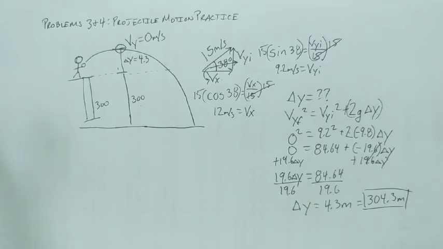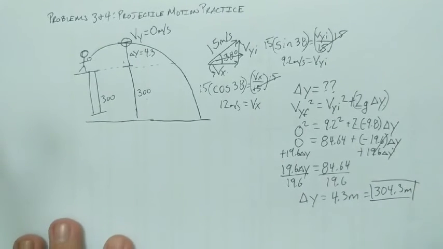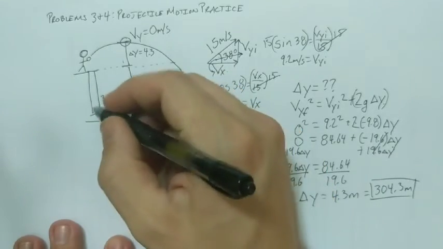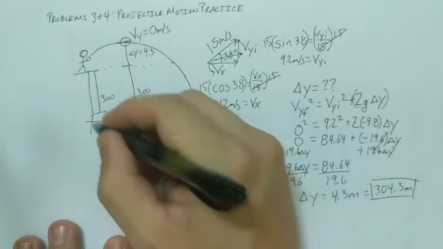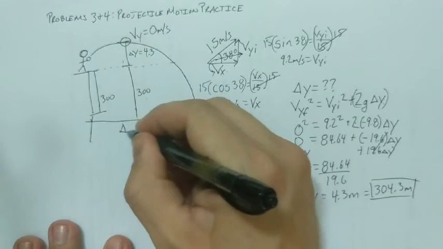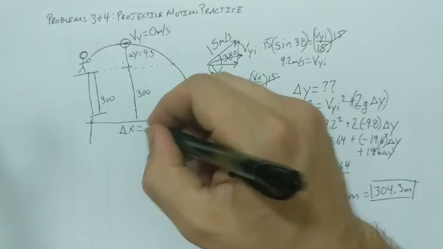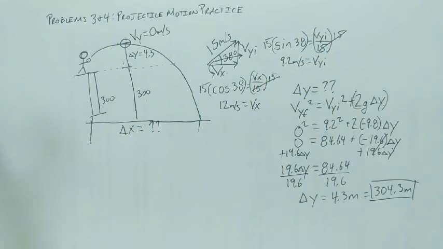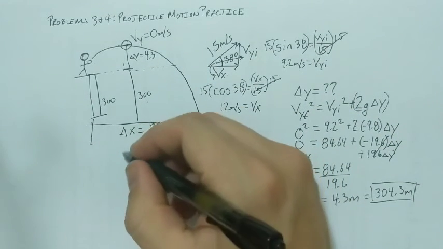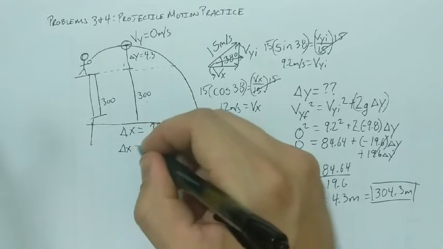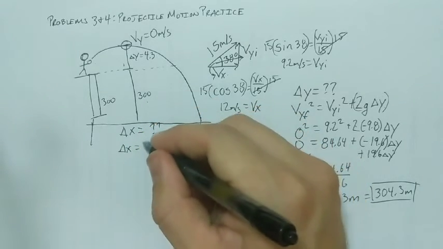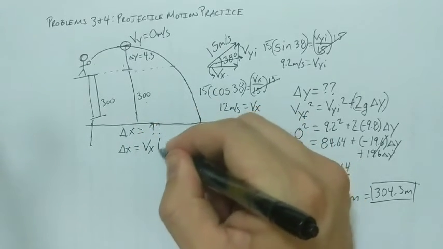Question 4 is building off of the same problem. Question 4 is looking at how far horizontally my ball is going to travel. So my delta x is what I don't know. I threw it off a cliff and I want to see how far it made it before it went crashing down to the ground. And I only have one equation for delta x. My only equation for delta x is delta x equals the velocity of x times time.